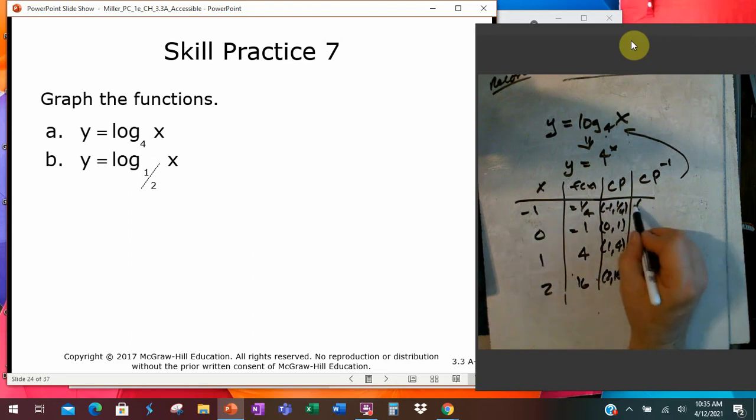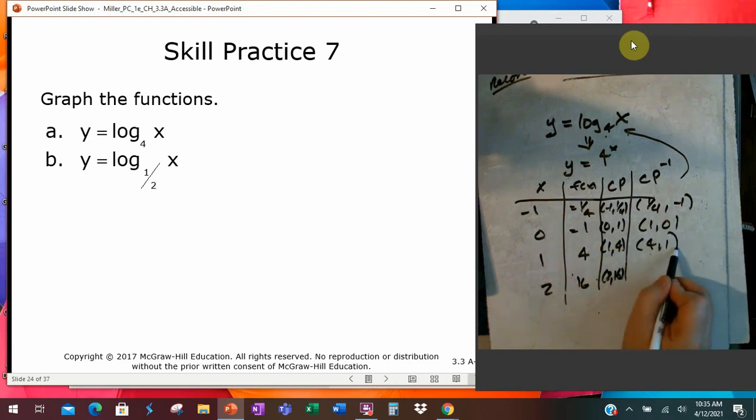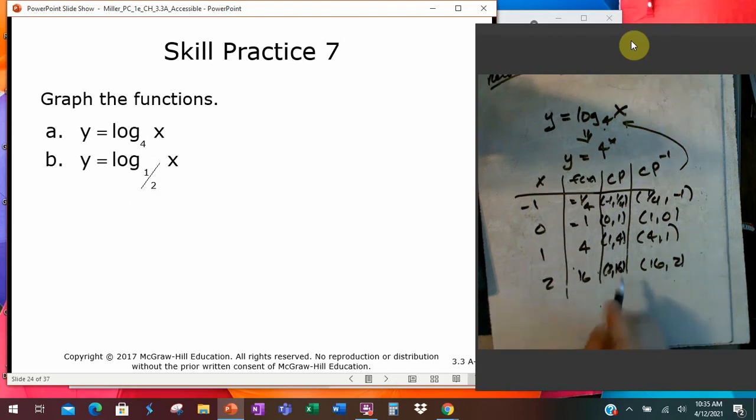And then I just swap these things. (1/4, negative 1), (1, 0), (4, 1), and then (16, 2). And then I can graph these as a pair. Okay.